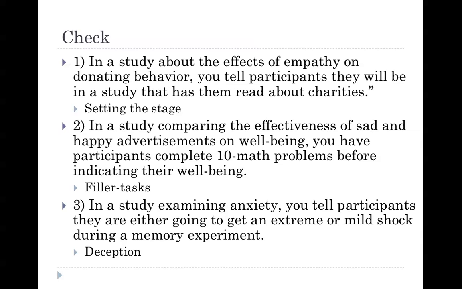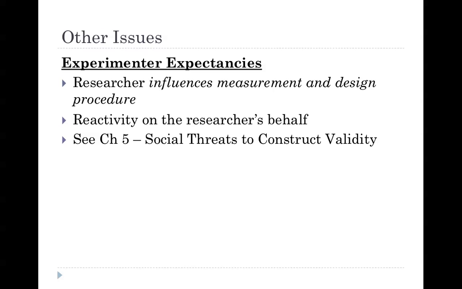Now the last thing that we need to account for when conducting an experiment is experimenter expectancies. Now I've talked about this quite a bit already in this course, especially in Chapter 5 when we went over the social threats to construct validity. And here I call it reactivity on the researcher's behalf because it's the researchers influencing the measurements and designs because they want to confirm their experiment. They're reacting to the situation and trying to give away cues and make participants respond accordingly.